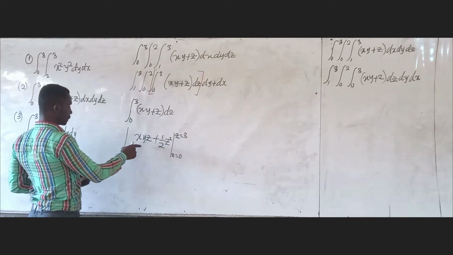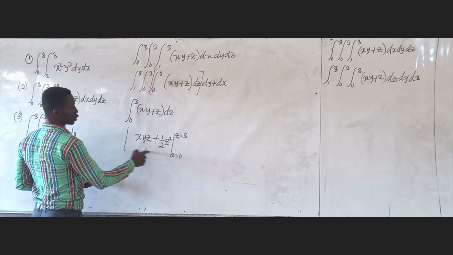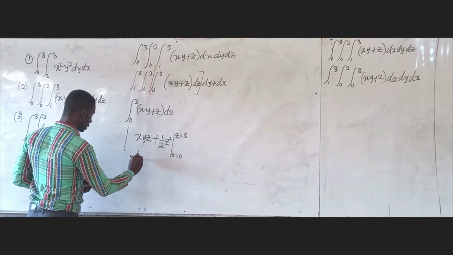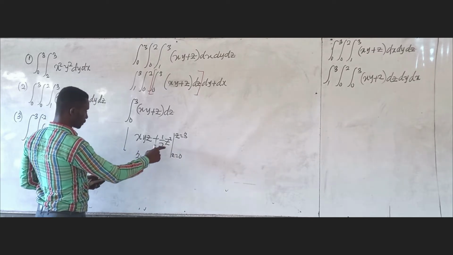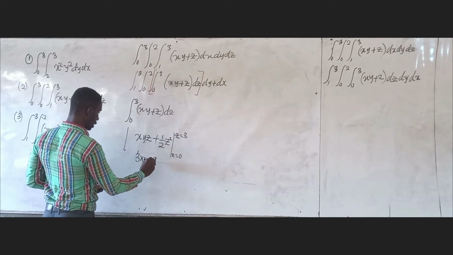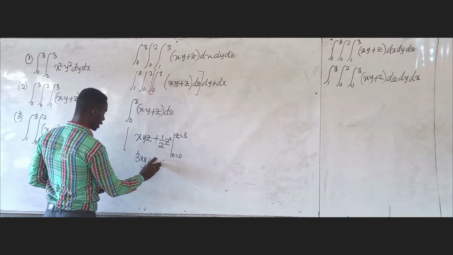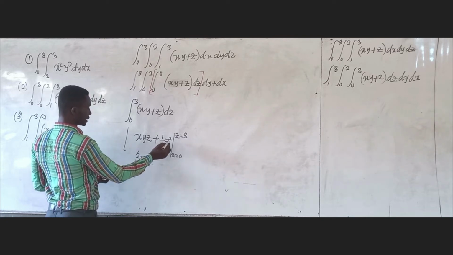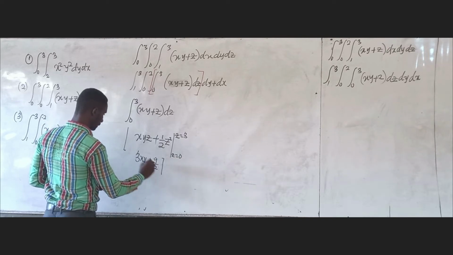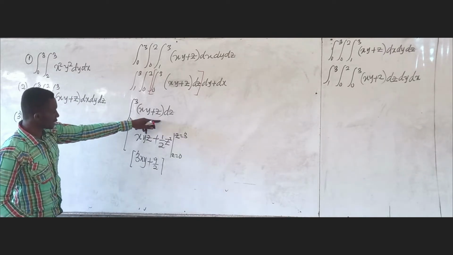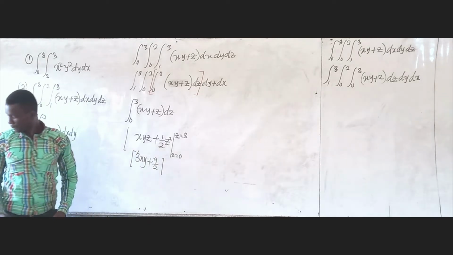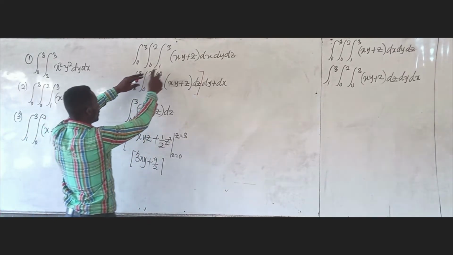When you put in z equal to 3, because 0 will render the whole thing 0, here will be 3xy plus, 3 squared gives us 9, so 9 over 2. So when I integrated this, it gave me 3xy plus 9 over 2.